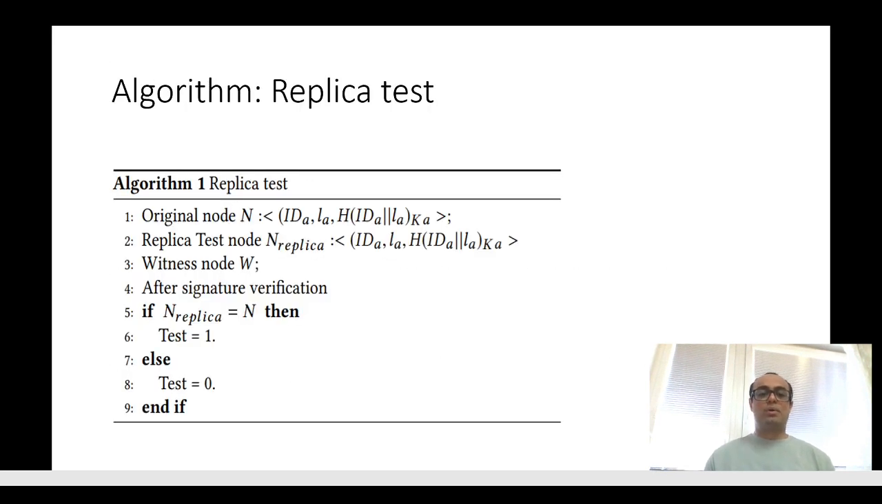Our solution is composed of two algorithms. The first one is the replica test, and the second one is the witness test. For the replica test, we have three inputs: the original node, the replica test node, and the witness node. After signature verification, we compare the replica node with the original one. We compare the distance, the location, the ID, and many other parameters that we can add. If we find that they are equal, then the test is equal to 1, else the test is equal to 0.